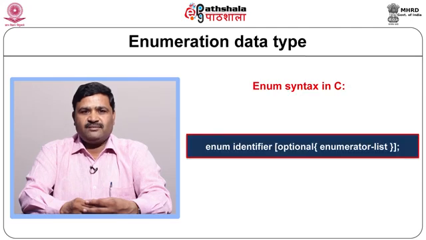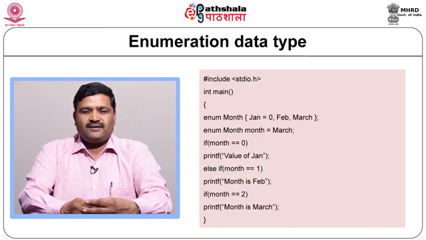The syntax for enum is given as follows: enum identifier, then in brackets the enumerator list. The enumerator list is optional. Let us elaborate the use of enumerator in the program. This is a simple program which demonstrates the use of the enumerator data type. In this program, you can see the list given under enum month. In brackets, you can see Jan, Feb, March. Enum month is equal to March.